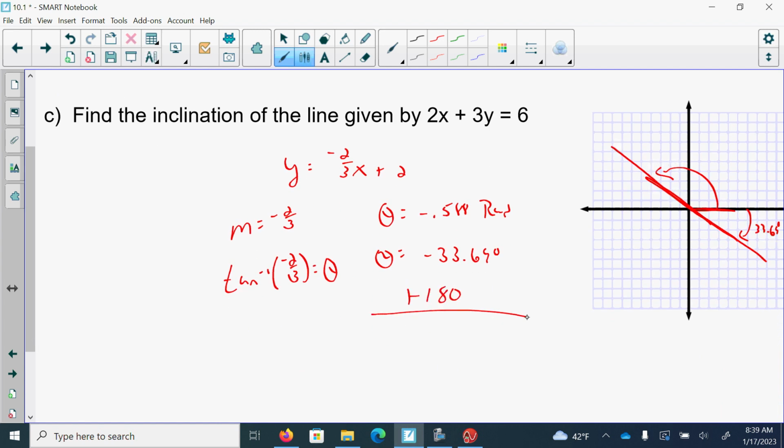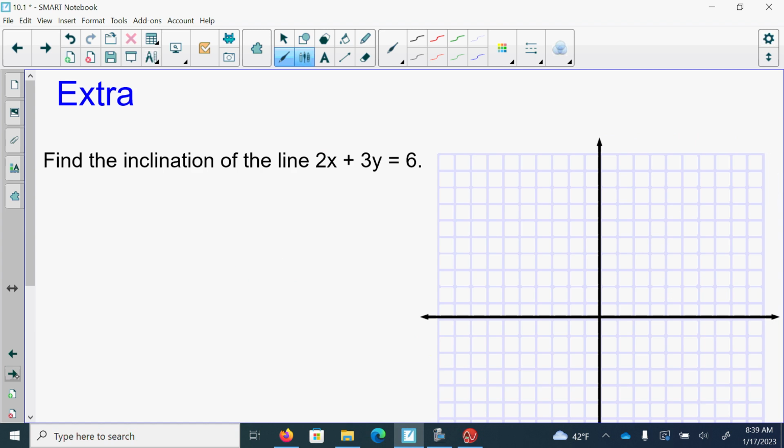So I can take that negative 33 and add 180 degrees. And when I do that, I get an answer of 146.31 degrees. That is my correct answer. Remember, to find the inclination of the line, it has to be a positive angle between 0 and 180 degrees. So if I get this negative answer, I must adjust for it to make it a positive angle.